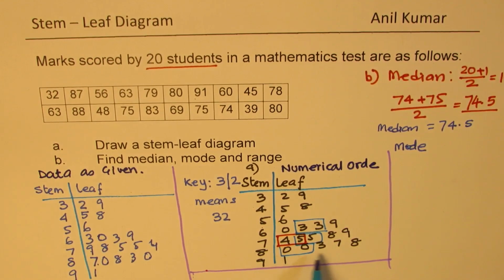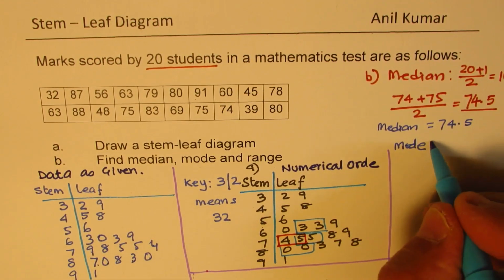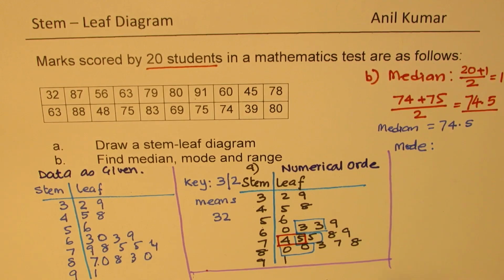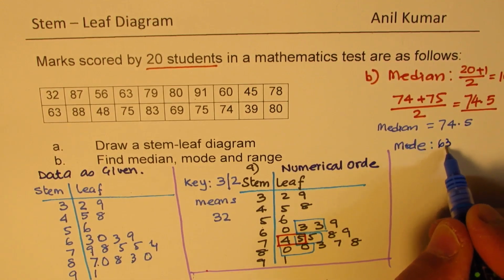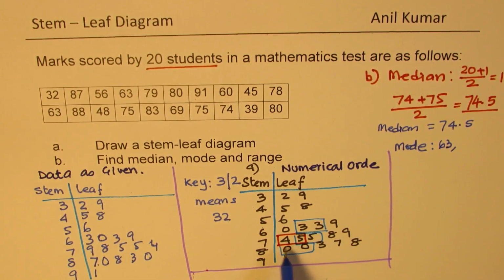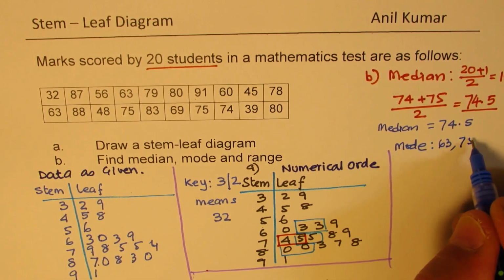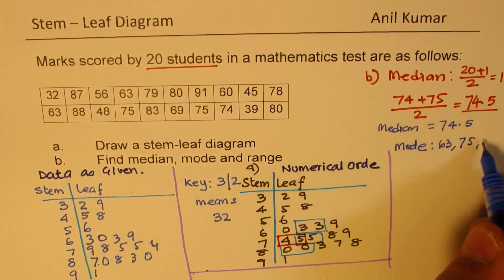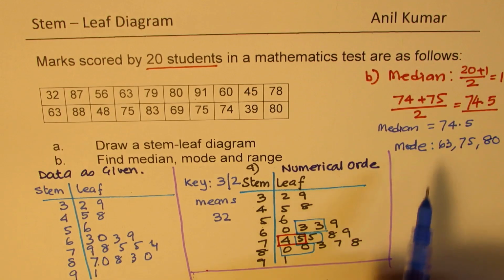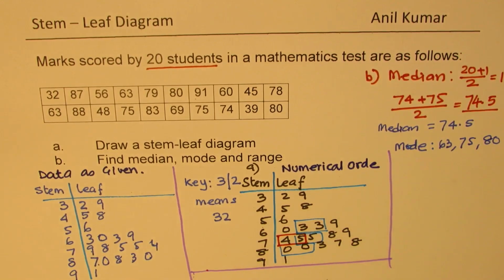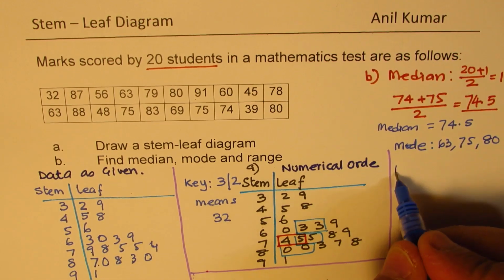So in fact, we have 3 modes here. So we have 3 modes in this particular case. So one mode is 63, the other one is 75, and then we also have 80 as the mode. So there could be more than one mode. That is important to understand. Correct? And now let's find what is range.